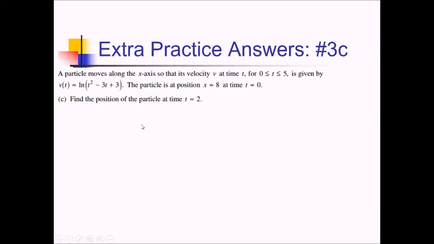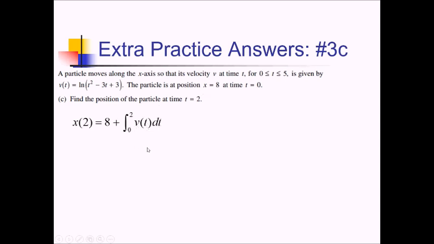For this part of the problem, we want to find the position of our particle at time 2. Well, we know the position of the particle at time 0. It's 8. So position at time 2 is going to be the initial position of 8 plus the integral of the derivative of position, which is this v of t function here, from time 0 to time 2. So integral from 0 to 2 of v of t dt.